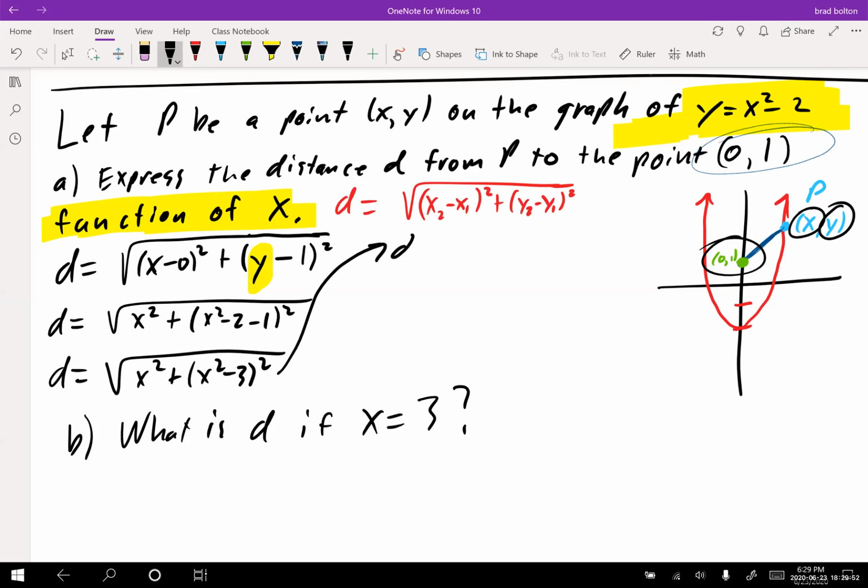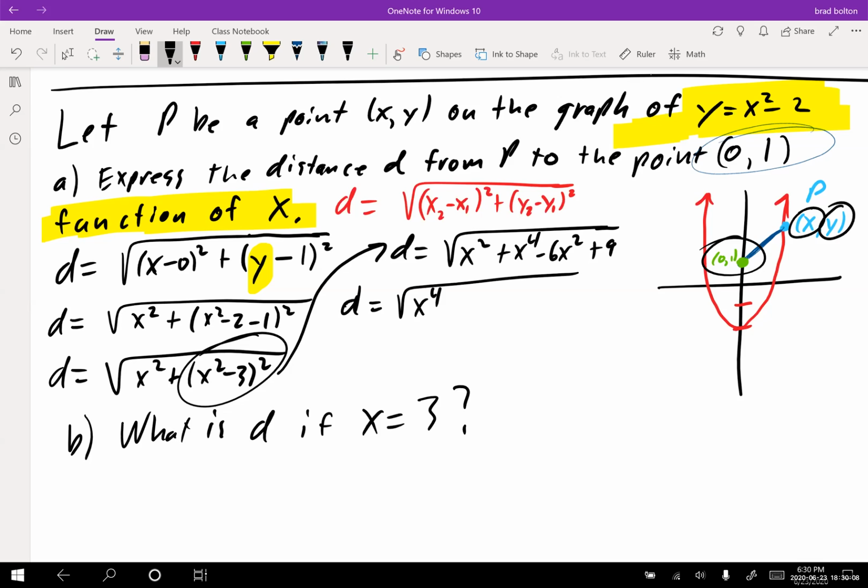Now I can clean this up a little bit. This will be x squared plus x to the 4th minus 6x squared plus 9. If you FOIL this out, and again, guys, I'm just FOILing that out. So now we have distance is equal to the square root of x to the 4th minus 5x squared when I combine like terms, plus 9. And now I have my distance formula to any point on the graph from 0, 1. Okay, so again, this is a formula that now would work for this particular point, and then the distance to any point on the graph of the red part of the parabola.